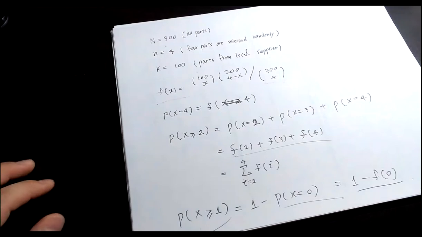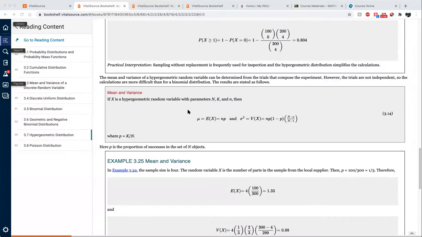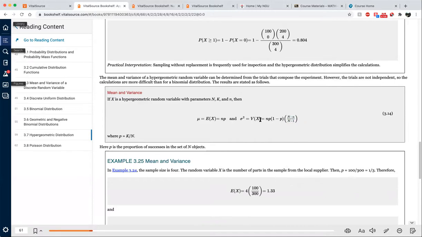Now we're back to the textbook, and we're going to learn the mean and variance. I'm not going to prove this. The expected value of the hypergeometric distribution is n times p. This is exactly the same as the expected value of the binomial distribution. And the variance is n times p times 1 minus p times this fraction. Without this fraction, the variance would be exactly the same as the variance of the binomial distribution.